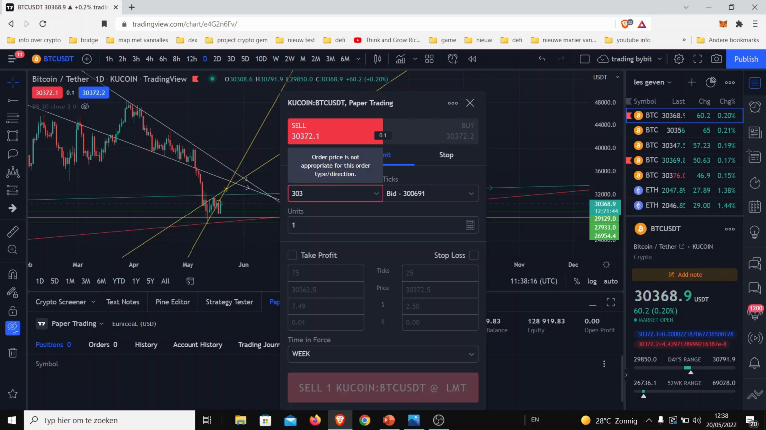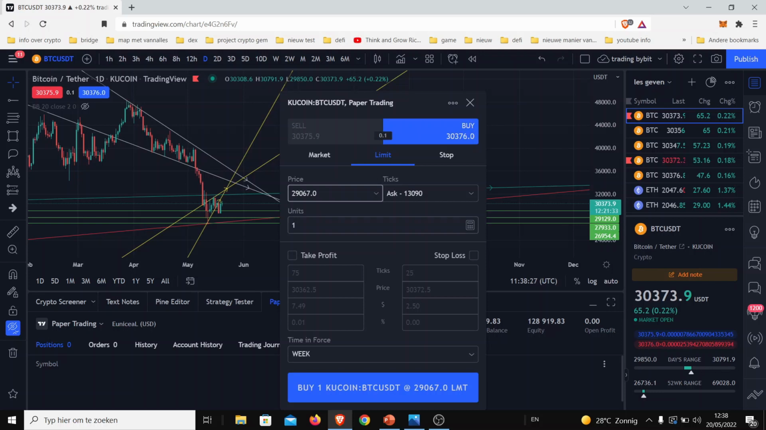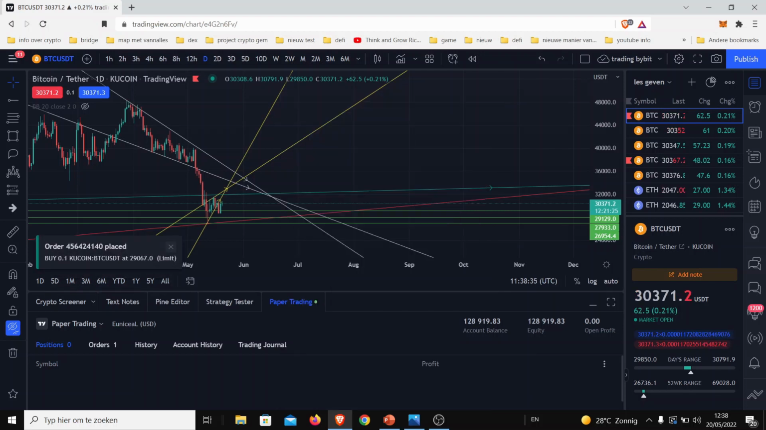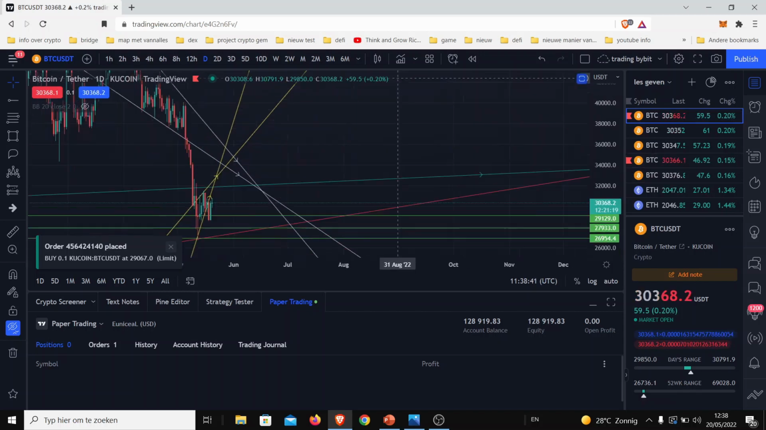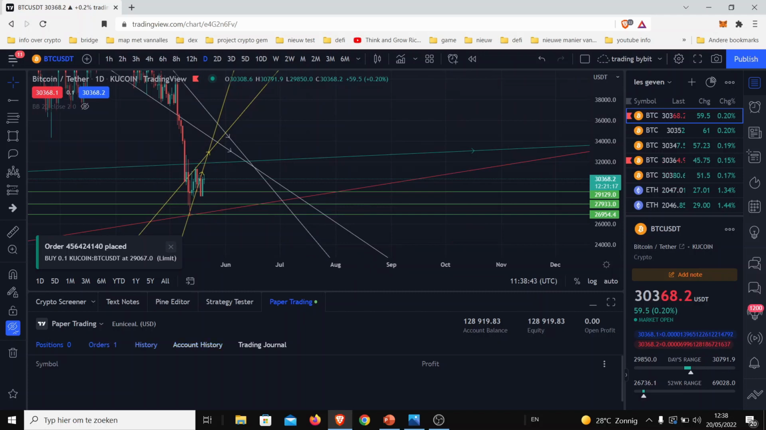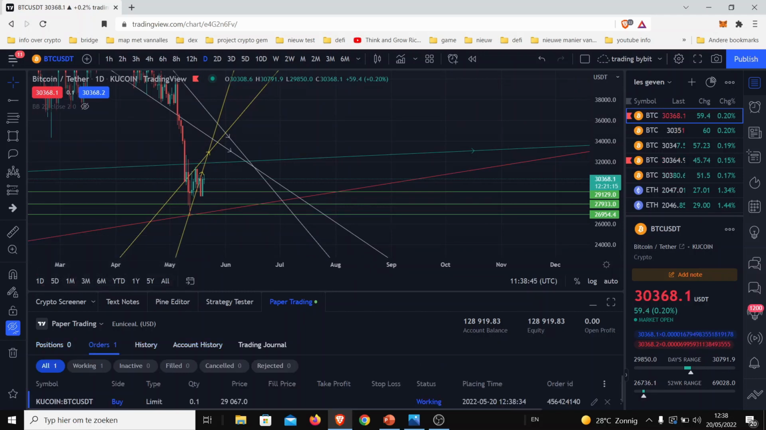If you say I want to enter the market because I think the market will go again to 29,067, and then the market will go up, so I say buy, press in here the units, how many you want to buy. So if you want to buy 0.1 Bitcoin out of it, okay, I put a buy order into it, and you will see that this was on Kucoin. Now I had a chart of Kucoin, and my order is placed on a buy order.